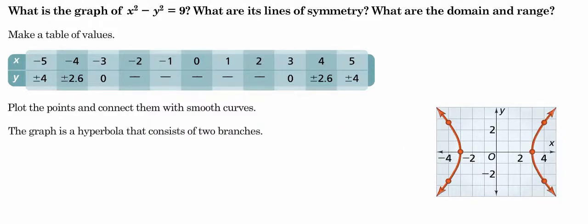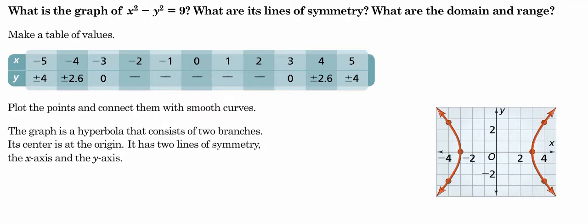The graph is a hyperbola that consists of two branches. The hyperbola's center is at the origin. It has two lines of symmetry, the x-axis and the y-axis.